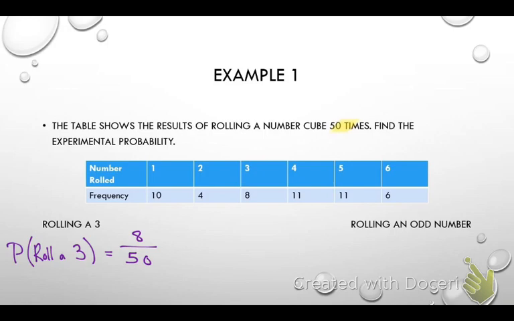So what can I do, guys? Multiply top and bottom by 2. Very good. Top and bottom by 2, 16%. What about rolling an odd number?